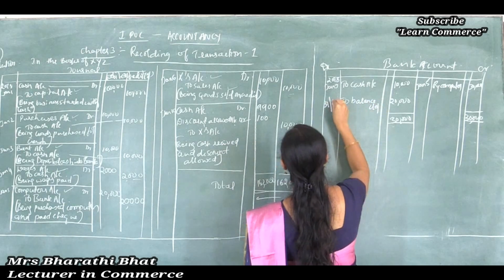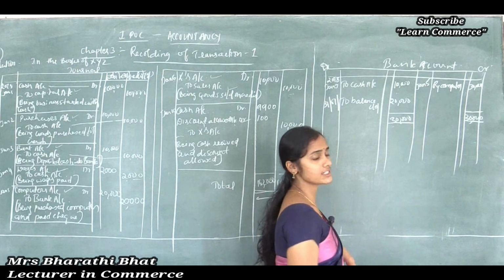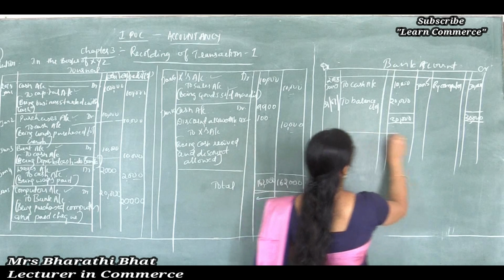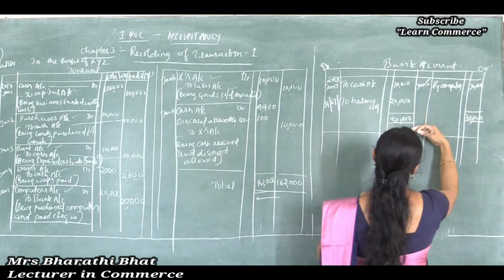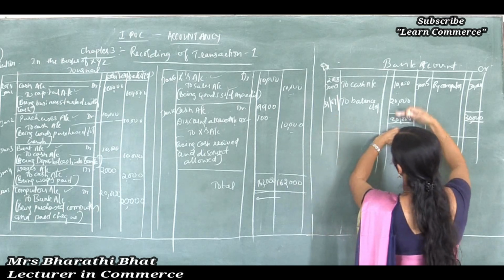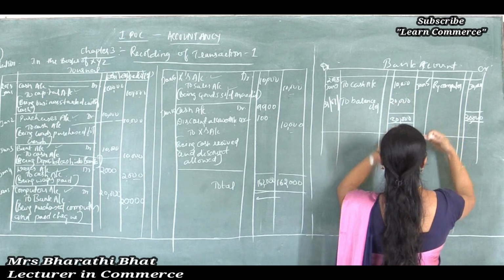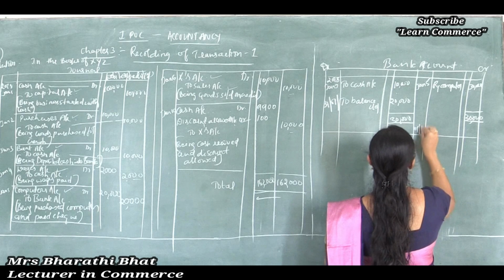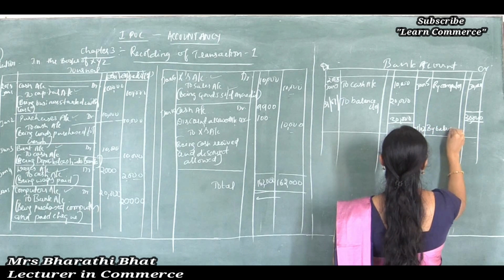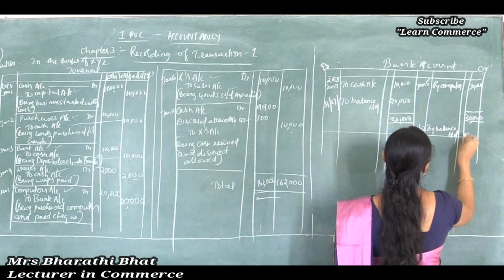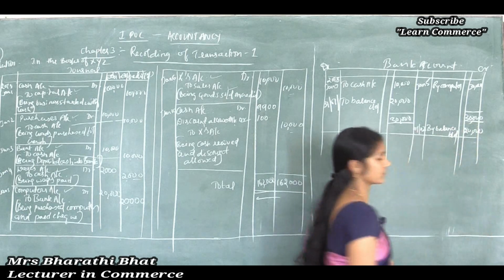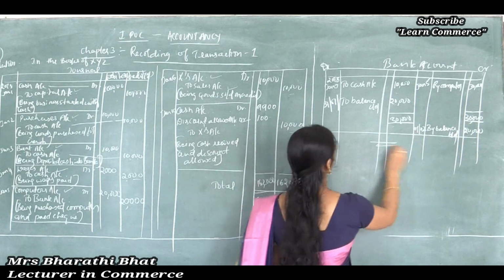Date: every end of the month, 31st January. And next, below the total we should write the brought down amount, above the total carried down, below the total brought down amount. 1st February, as by balance brought down, amount 20,000. Clear? Clear, right? Okay.